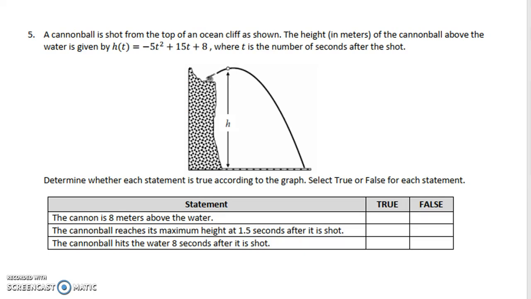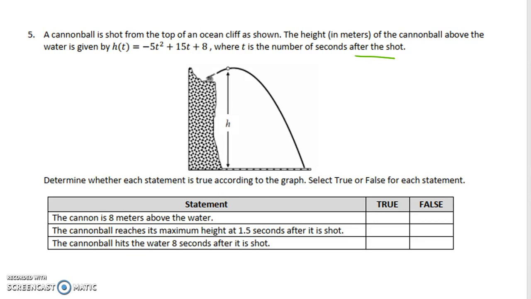We have a cannonball shot from the top of an ocean cliff as shown. The height in meters of the cannonball above the water is given by h of t equals negative 5t squared plus 15t plus 8, where t is the number of seconds after the shot. Determine whether the following statements are true or false. Go ahead and pause the video, read through those, and tell me if each one is true or false.